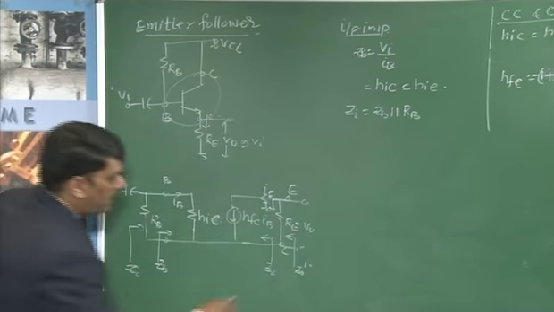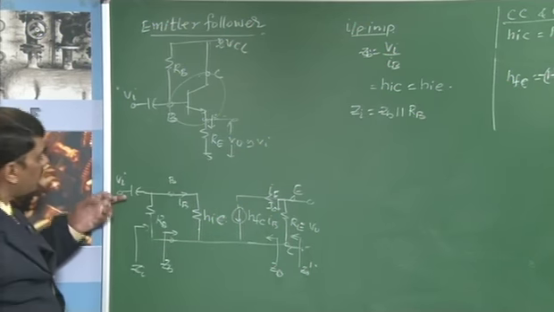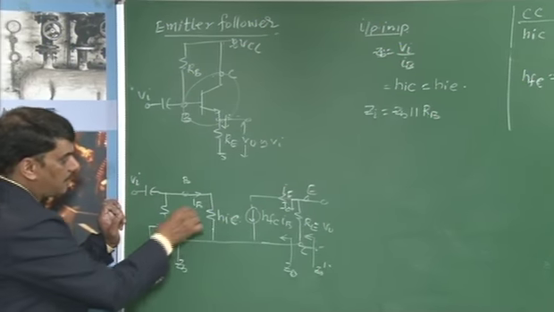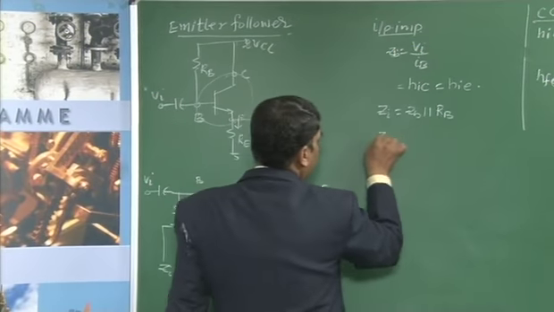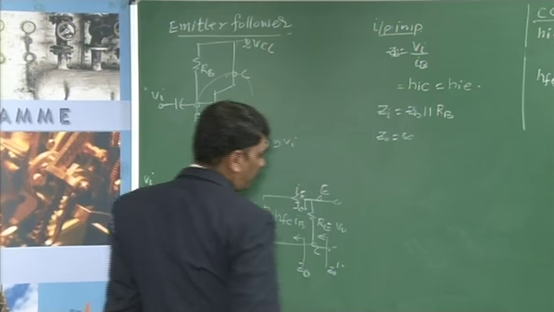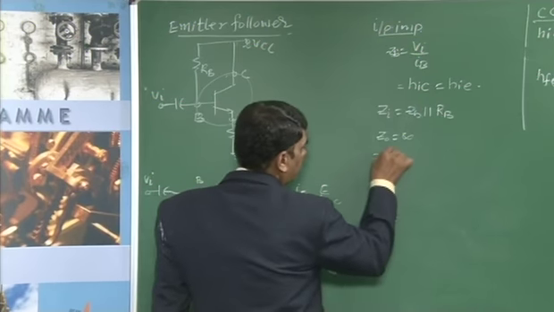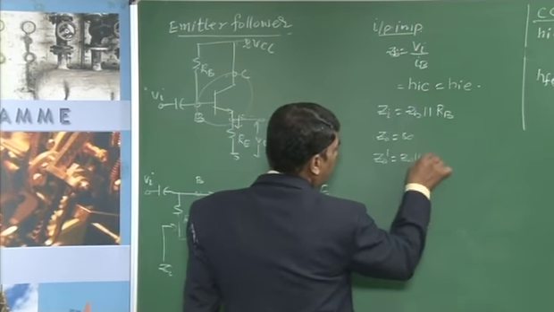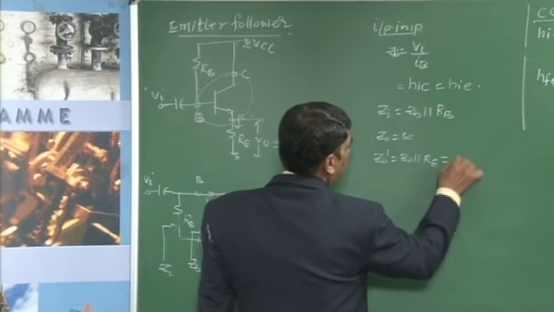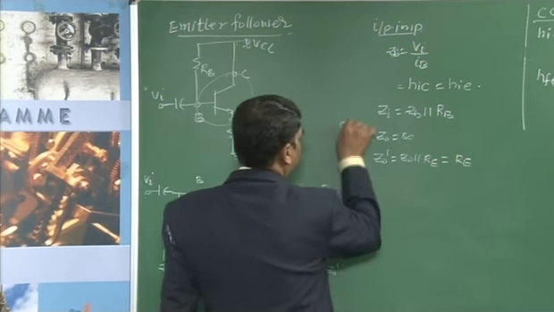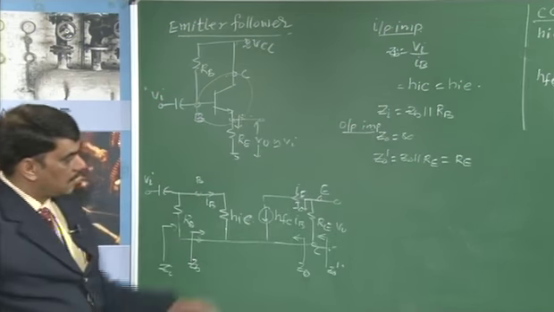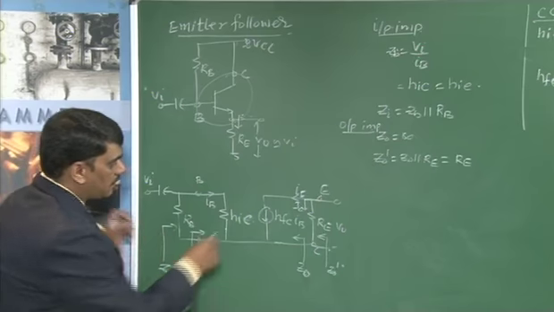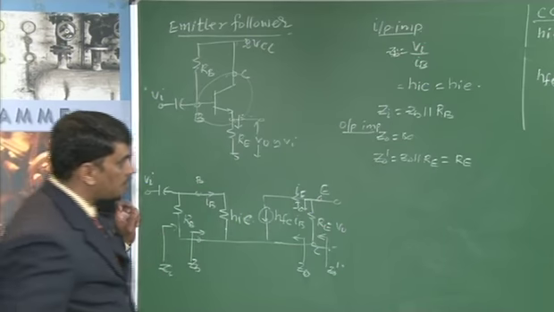Output impedance you have to find. To find the output impedance, you have to set Vi equal to 0. When Vi is equal to 0, base current IB is 0, this is acting as an open circuit, hence your Z0 is infinity. Then Z0 dash is equal to Z0 in parallel with RE, this is equal to RE. Z0 dash is equal to RE, because this is acting as an open circuit.